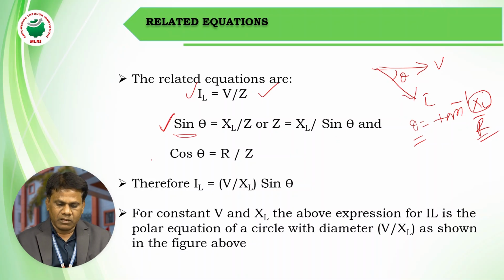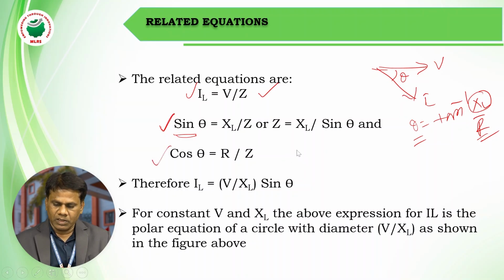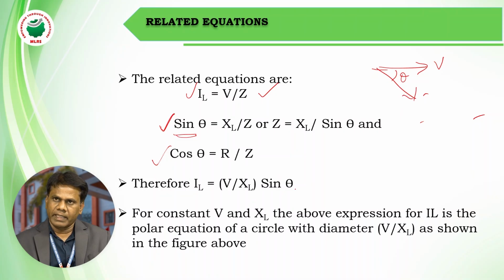From the phasor diagram, cos theta is equal to R by Z, resistance by impedance. Therefore, substituting, the current is V by XL times sin theta. This is the current through the inductance of an RLC circuit, or the current in a series RLC circuit. In a series RLC circuit, the current is the same.